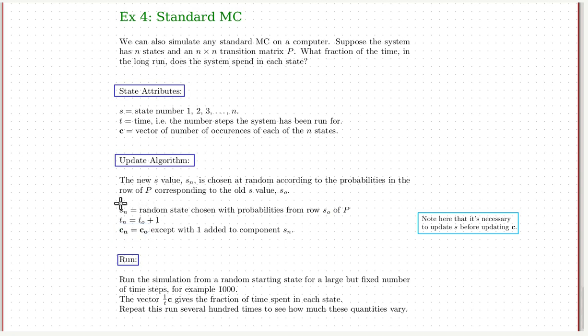So that is typical in any reasonably complicated computer simulation. You will have to update the attributes of the states in a particular order. You can't just update them at random. You usually have to do it in a particular logical order. Now, you don't have to worry about this too much because the computer will actually determine what the logical order is for updating the states.